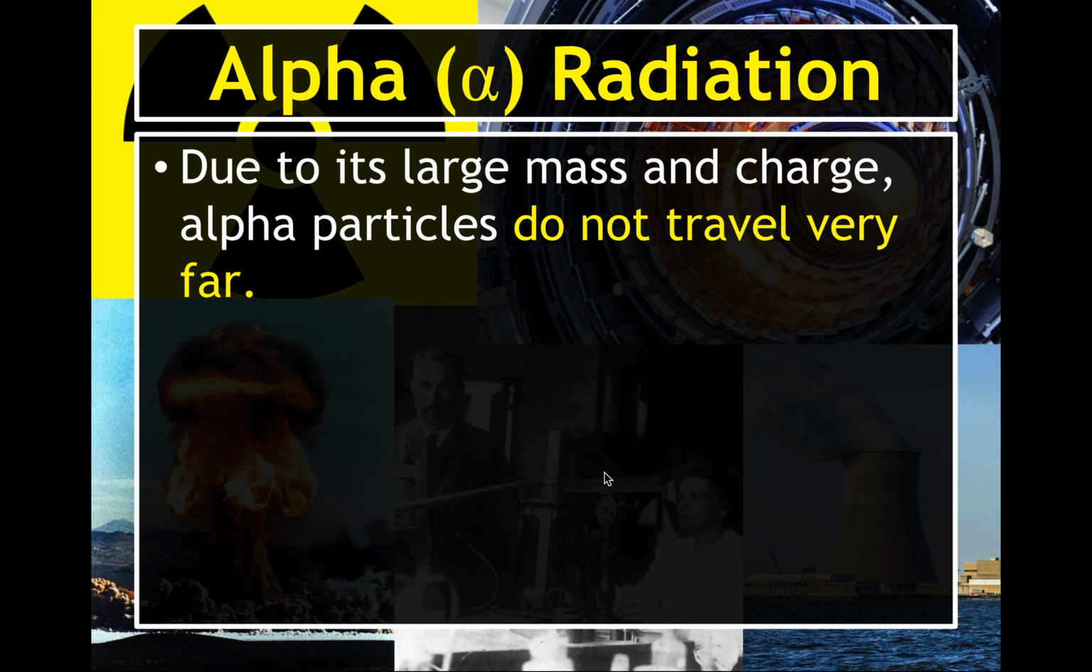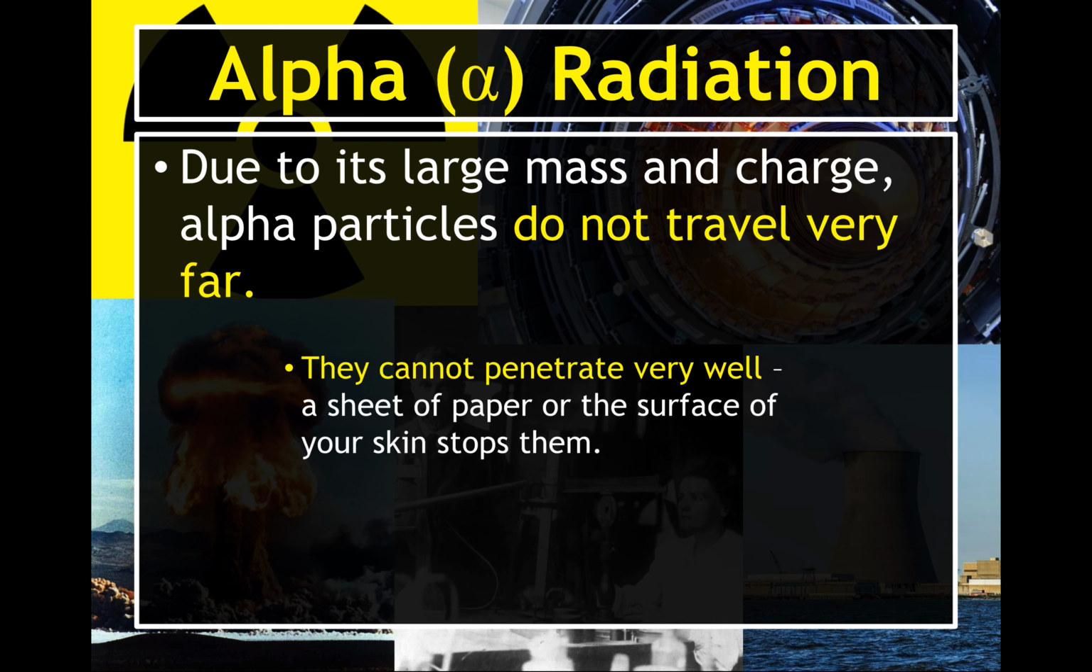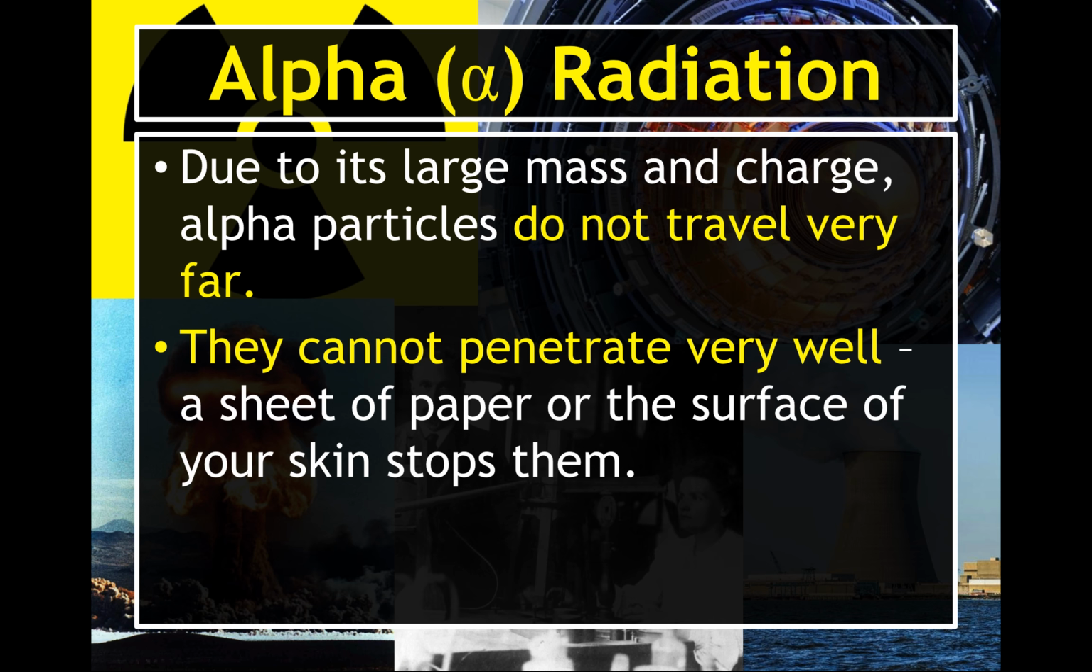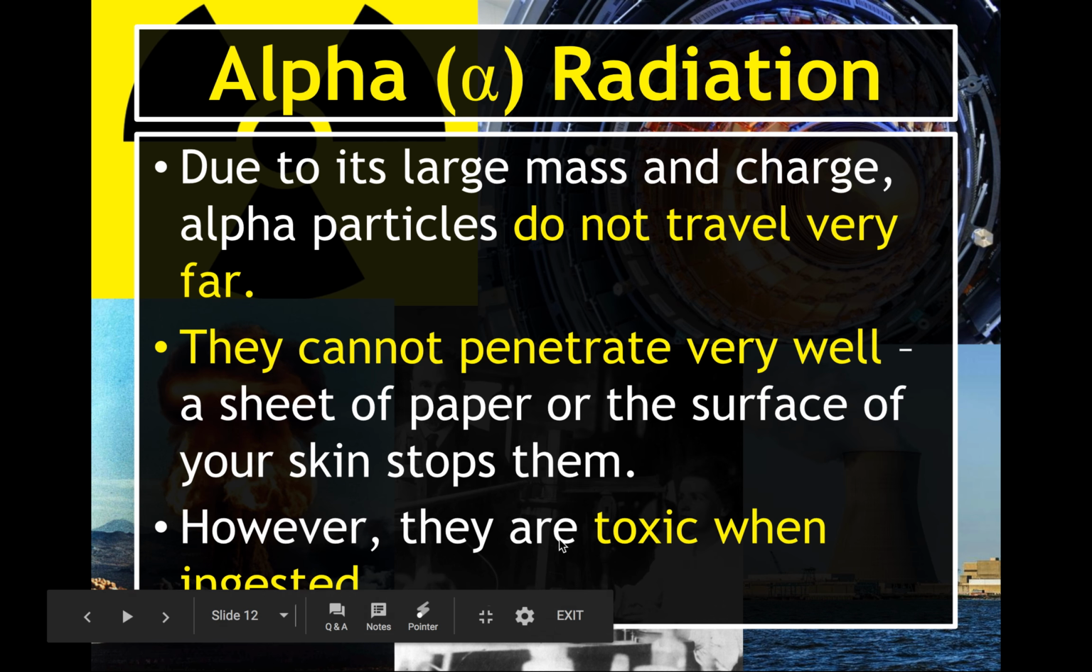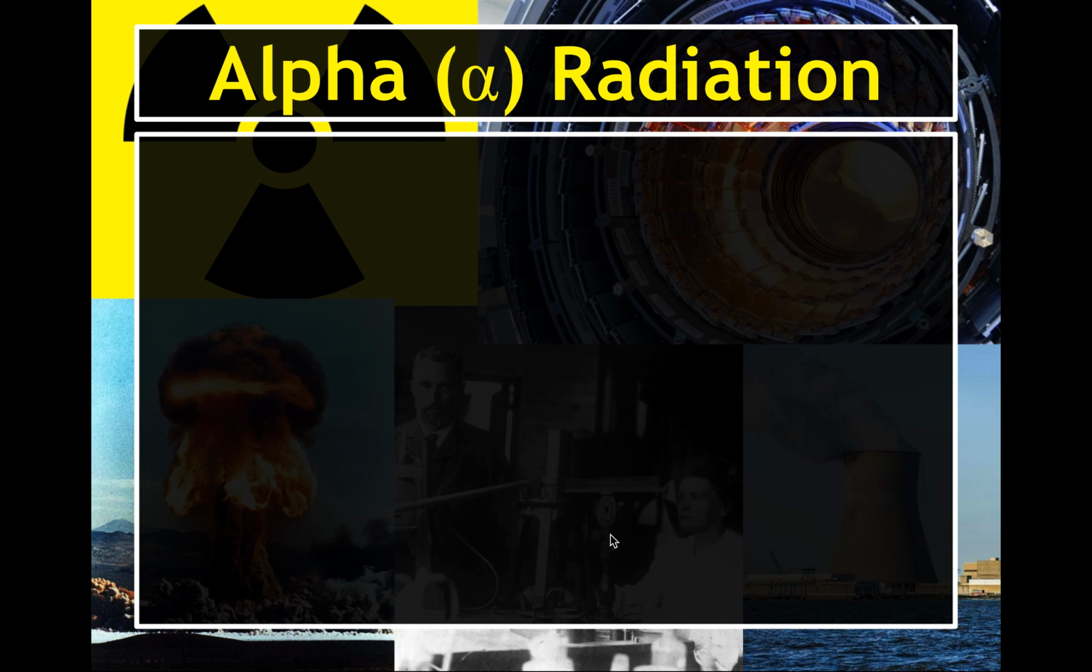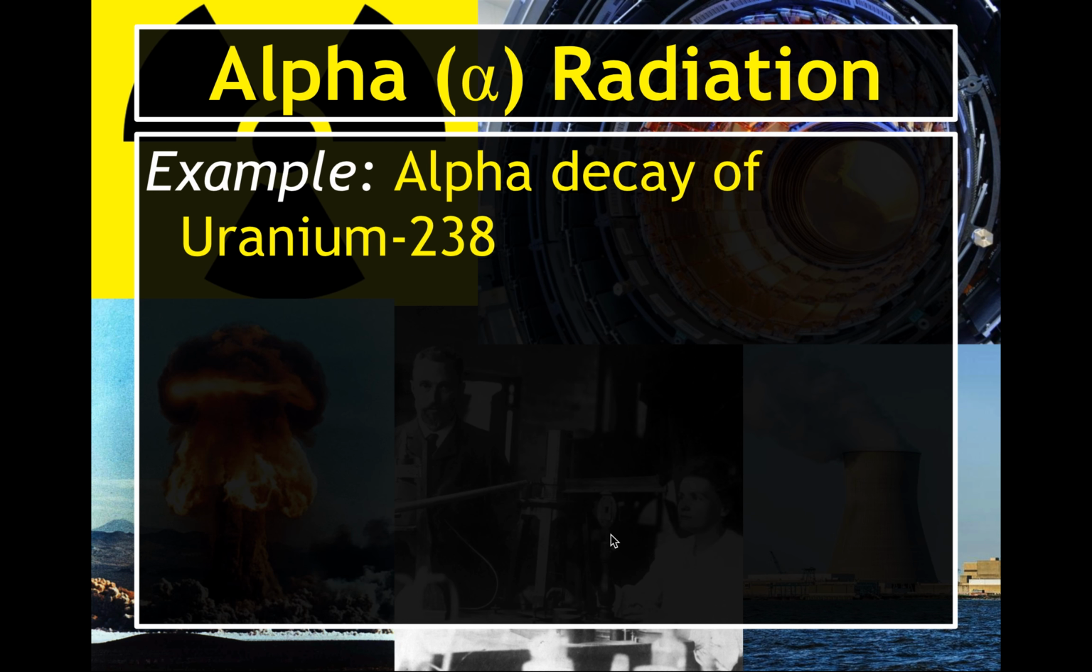Due to its large mass and charge, alpha particles do not travel very far. They can't penetrate very well. A sheet of paper or the surface of your skin will stop them. However, if you ingest them, they are toxic. So if you eat something that has alpha radiation on it, that's not a good thing. An example of alpha radiation is the alpha decay of uranium-238.